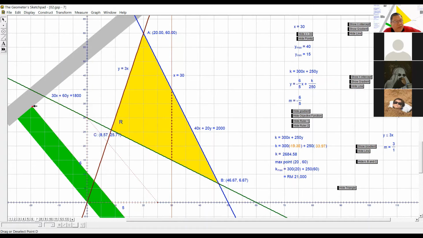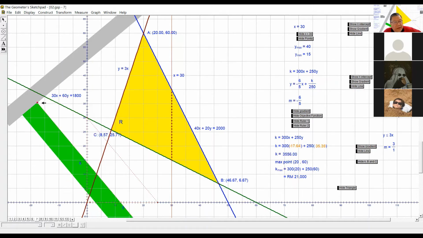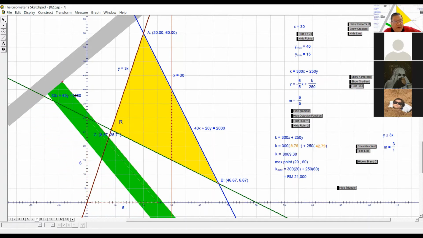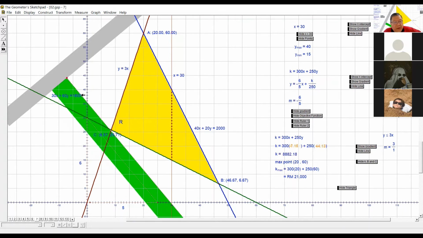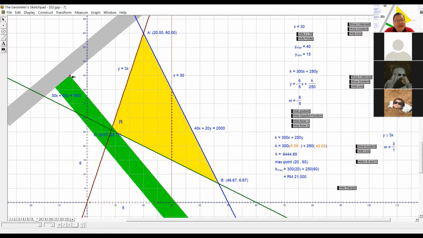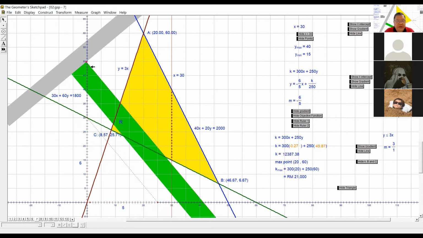Now as I move the first ruler further and further away from the origin, it will hit this point C first, inside the region. Now this will produce the minimum profit. Who wants to make minimum profit? We want to do business, of course, we want to make the maximum profit, right? So in order to make the maximum profit, you push this line further away from the origin.